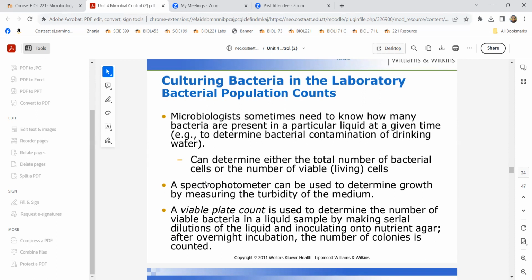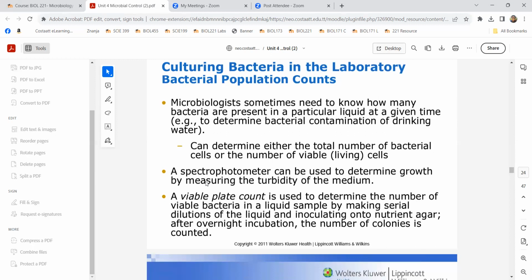Sometimes people also test drinking water to make sure the microbe count is at values that are okay, that the water is potable water, it can be drunk, can be consumed. Okay, so in those cases, they will do bacterial population counts. Very easy way to count bacteria.